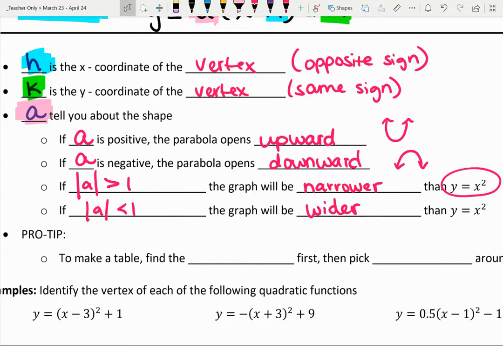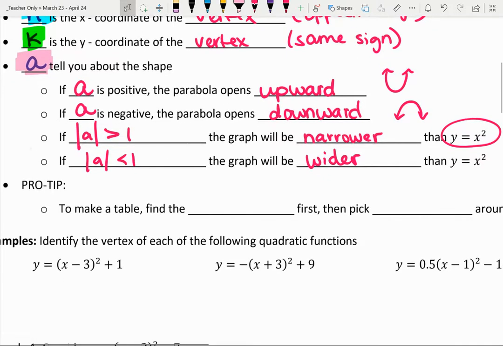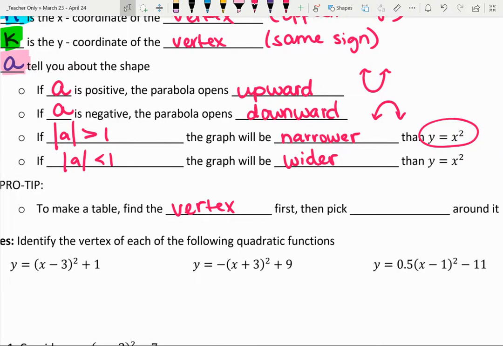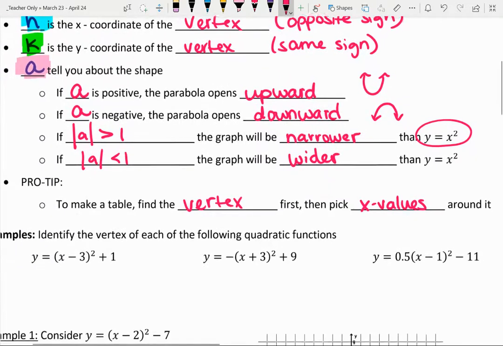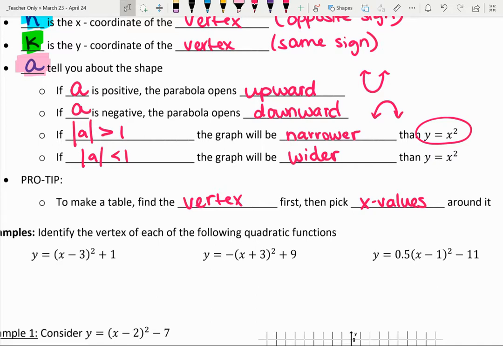So we're going to be practicing graphing here, which is going to help you with your graphing project. A good pro tip here, just as a reminder about graphing these, is making a table. We know that making a table is always a great strategy for graphing. If we want to make a table here, we can find the vertex first, then pick x values around it. So we're going to practice finding the vertex, graphing, and identifying those features.